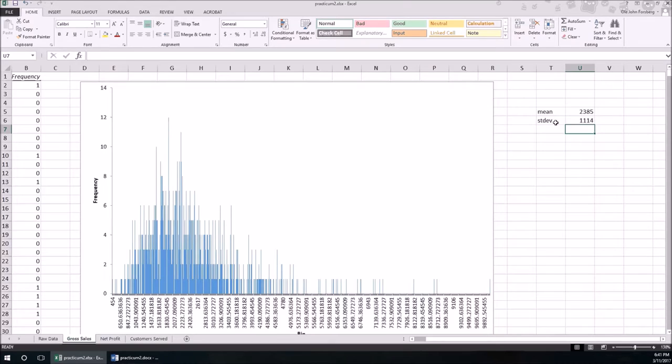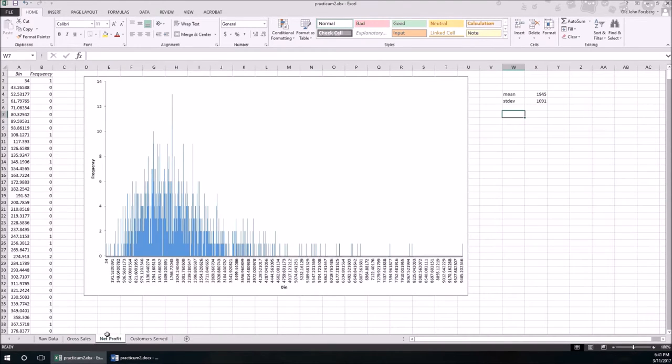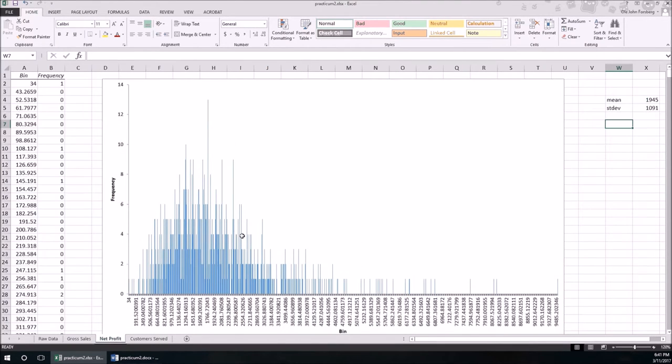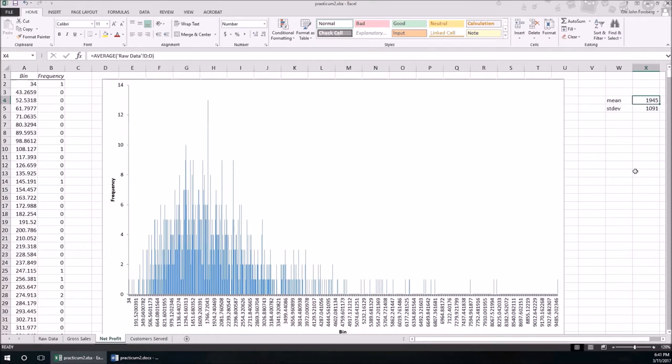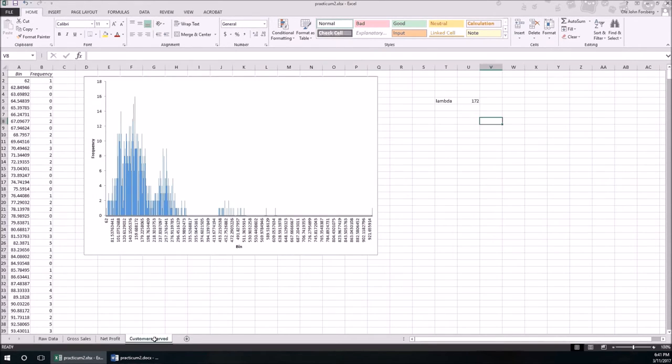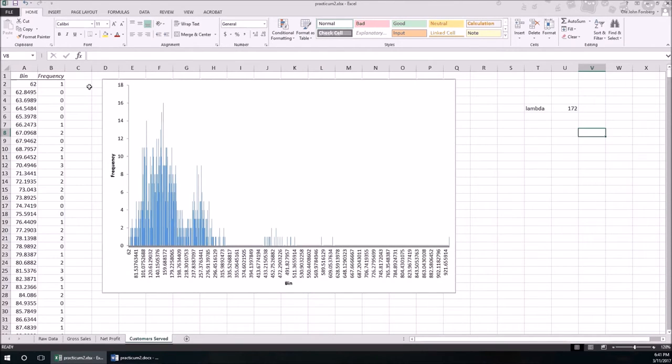Net profits, very close to gross sales. Continuous random variable can be uniform. This isn't flat though. Could be exponential. It doesn't start high and go low. So normal: mean, standard deviation. Customers served. This is a discrete random variable. You can't serve 62 and a half customers. So that leaves us with binomial and Poisson. This is going to be most closely Poisson because if it's binomial, then there is a theoretical upper bound.